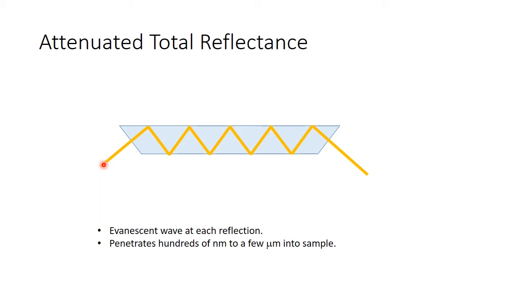At each one of these reflections, we get something that is termed an evanescent wave. Each one of these reflections has evanescent waves that essentially penetrate beyond the crystal itself. That usually penetrates a few hundred nanometers to a few microns past the edge of the crystal. So if you put a sample in good contact with the crystal, you can start to probe it in an infrared experiment.